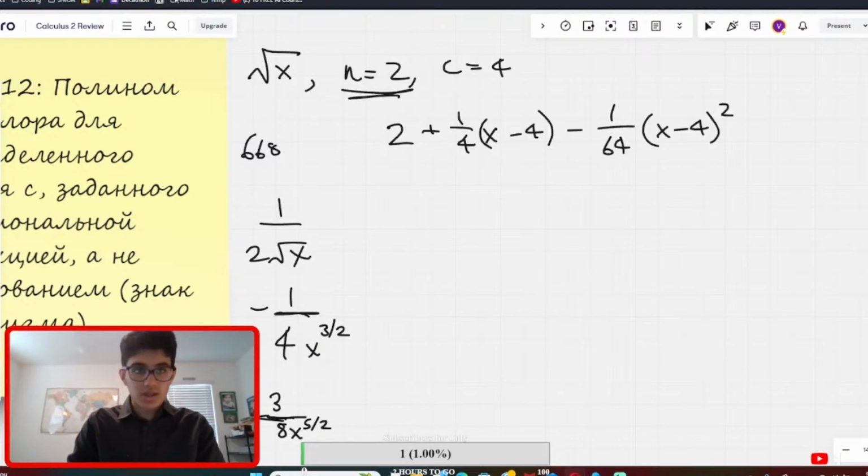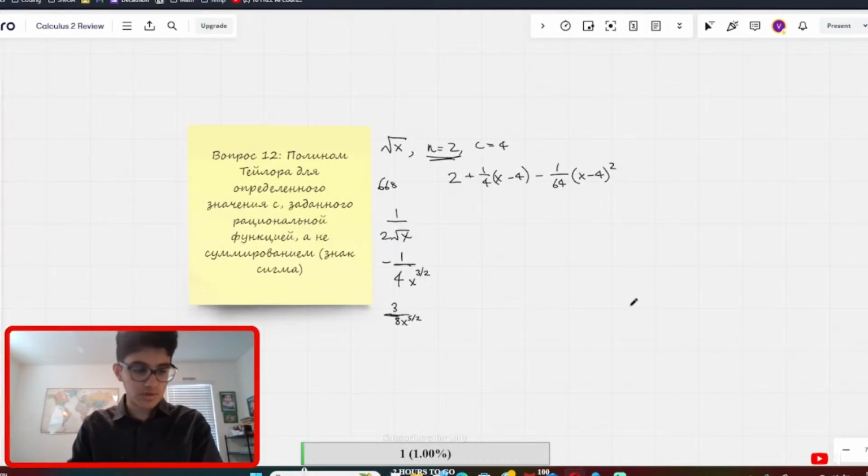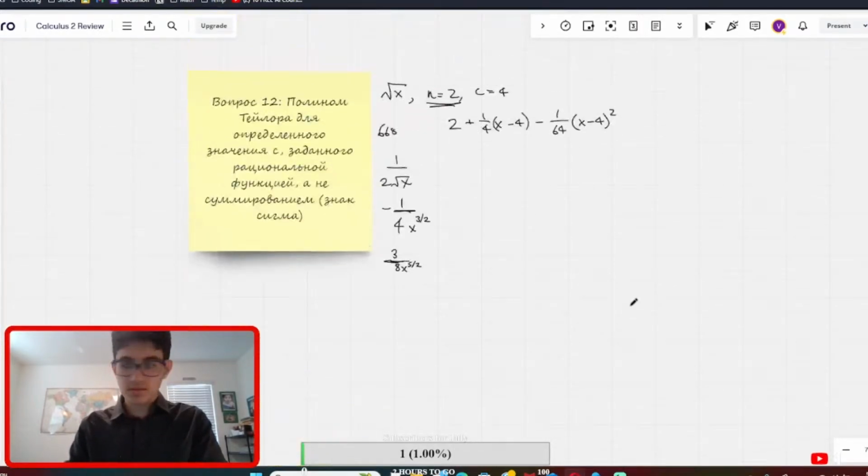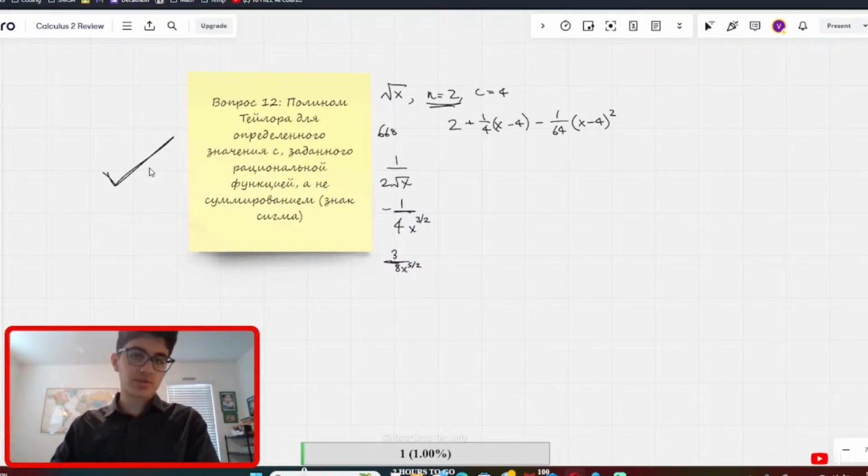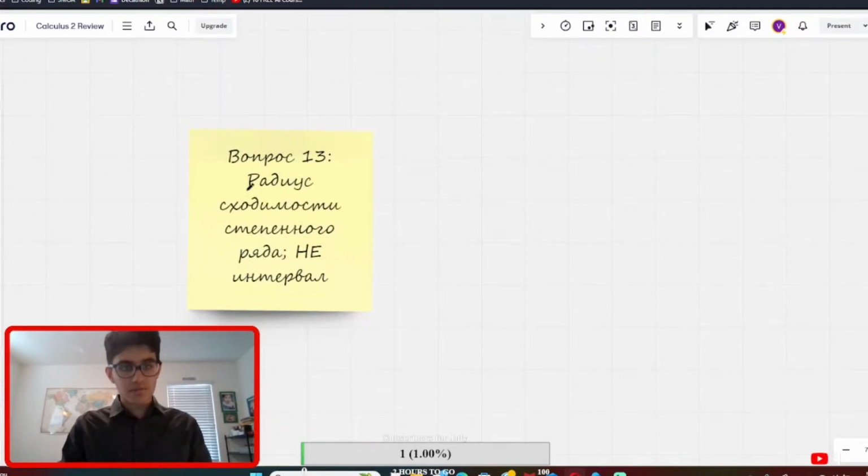Okay, so that's it. That's good practice because all of them are very similar to this. Centered around c. Only thing to remember when it's centered around c, do all the work, but then make sure you put the x minus c, not just x.